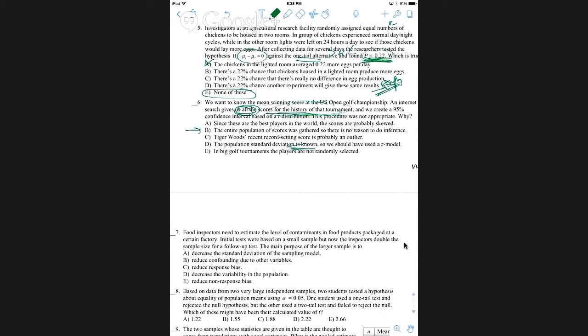The entire population of scores was gathered, so there's no reason to do inference. That's exactly what I said, right? I just didn't read all of the questions. So I should have read all the possibilities first, but you can clearly see that that's what I said. We did the entire population. There's no reason to do inference if we know the whole thing, right? And also, creating a 95% confidence interval, we only create a confidence interval if we're trying to guess what the true mean is. Well, if we know the true mean, why do we want to guess it, right? So that's just silly.